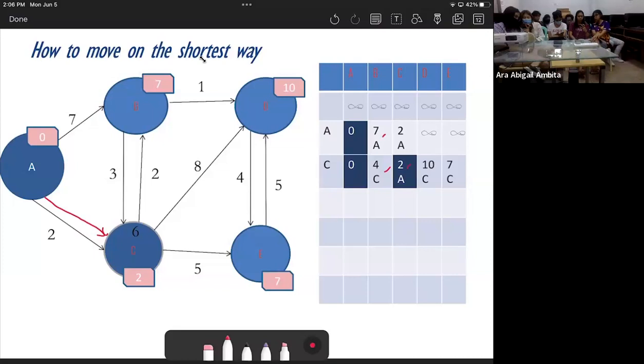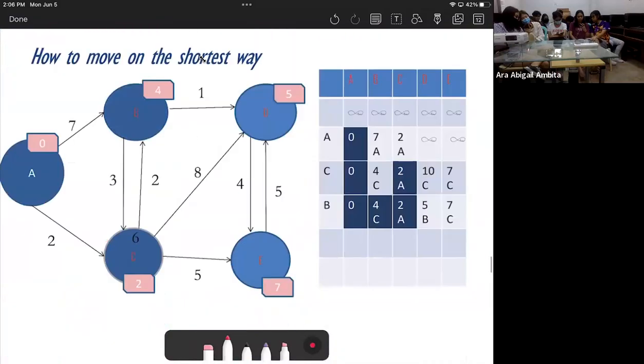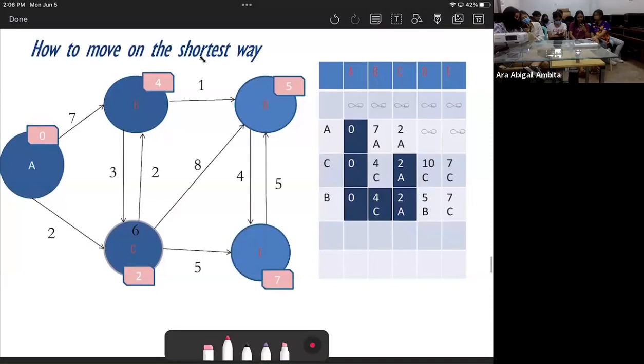C to D. C to D is 2 plus 8. So, 10C. Tapos, C to E, 2 plus 5, so that will be 7. Okay? Next is, i-visit natin si B. Kailangan natin i-traverse yung mga lahat ng andito, vertices. So, si B, nasa B na tayo. So, kanina, ni-replace natin 4 na going to B with this path.